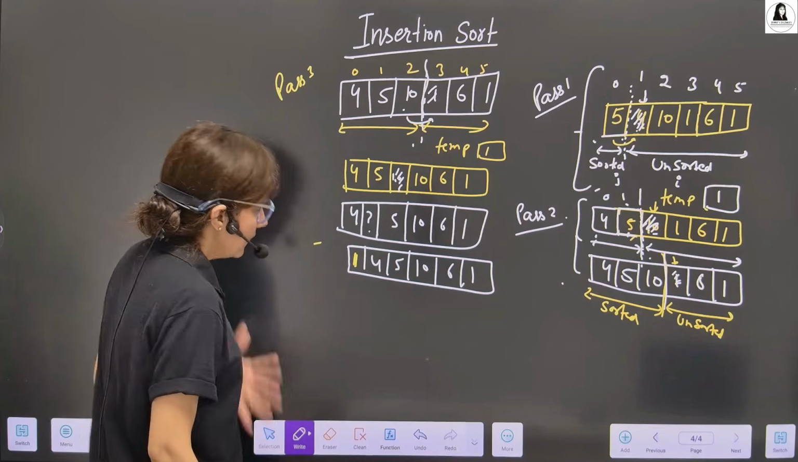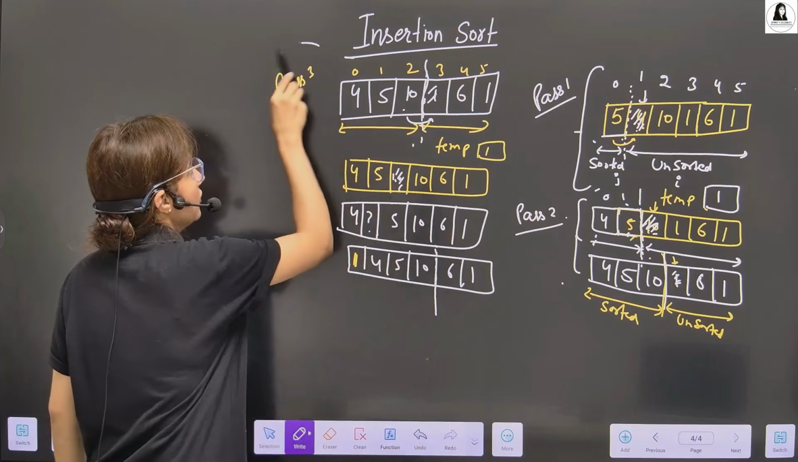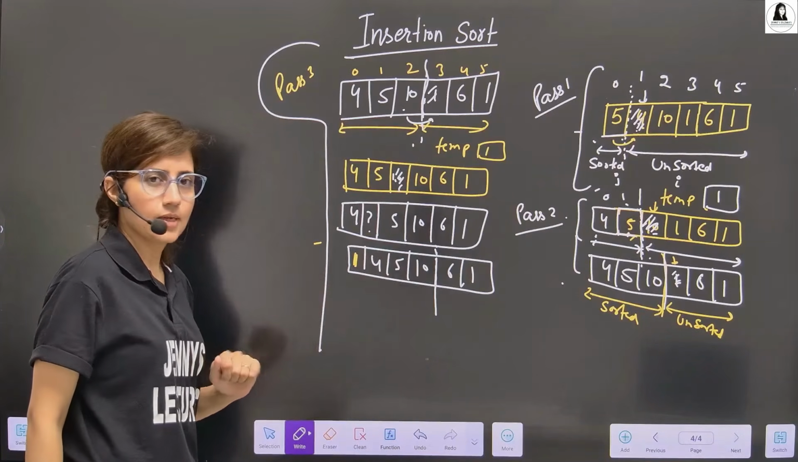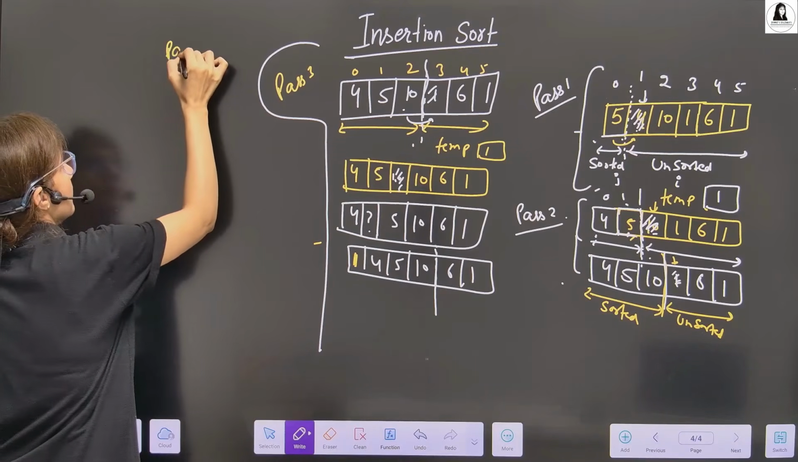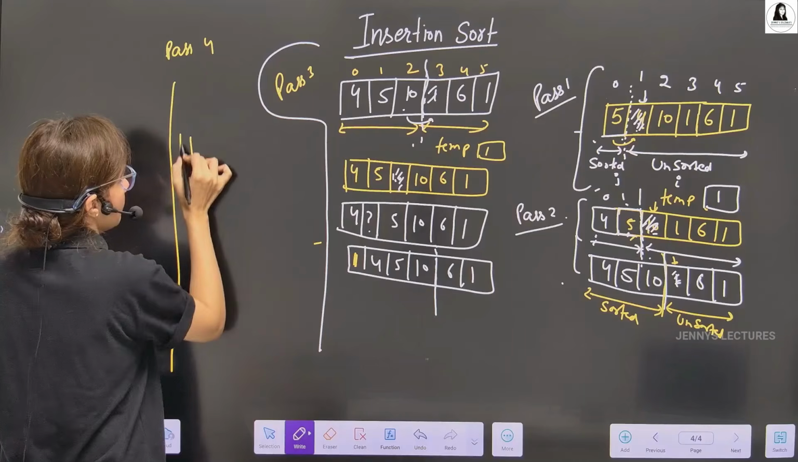Yes. Now, the sorted portion is this. After pass 3, this is my array. Next pass. Pass 4. Now my array is something like this.